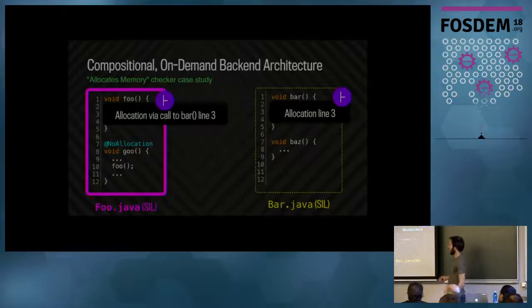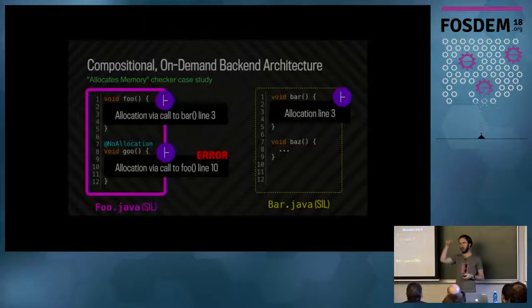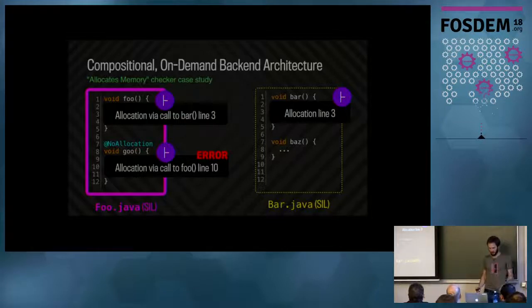Then we look at goo, which calls foo. So we go look at foo and see that its specification says it allocates, so goo also allocates. And because goo is marked no allocation, we report here. Note also that in goo, we only record that it calls foo, and we don't follow the whole chain of explanation. This will be reconstructed only when needed, when we report, so that it scales more. OK, so that's on-demand analysis.